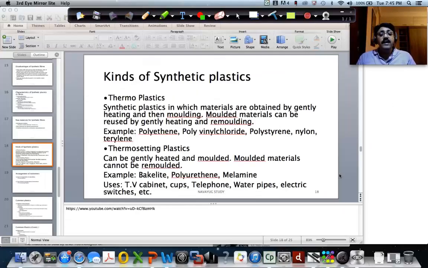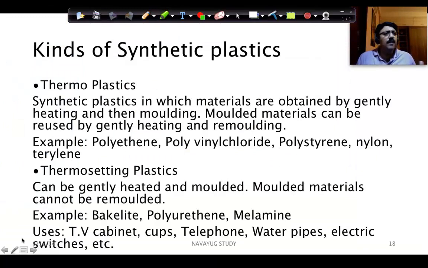Right, now, examples are bakelite, polyurethane, and melamine. Melamine is very common for dinner plates, dining plates, cups. All those we make using melamine. It's again a thermosetting plastic. Polyurethane is a thermosetting plastic, right? Bakelite, another thermosetting plastic. So all these are examples of thermosetting plastics, whereas thermoplastics are polyethene, polypropene, polyvinyl chloride, polystyrene. All these are examples of thermoplastics, right? So these are the two classifications.